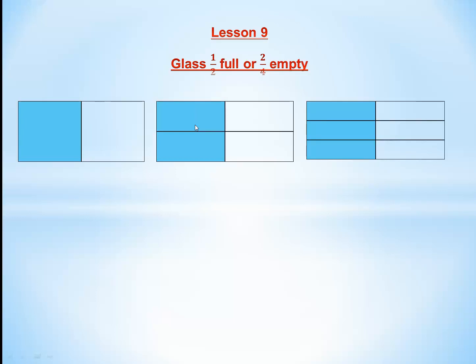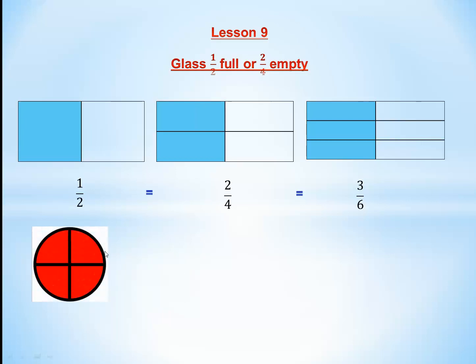And this is the same bar, but we divided it into 6 parts, 6/6, and I took 3. So here half, here 2/4, and here 3/6. All of them are equal to half.